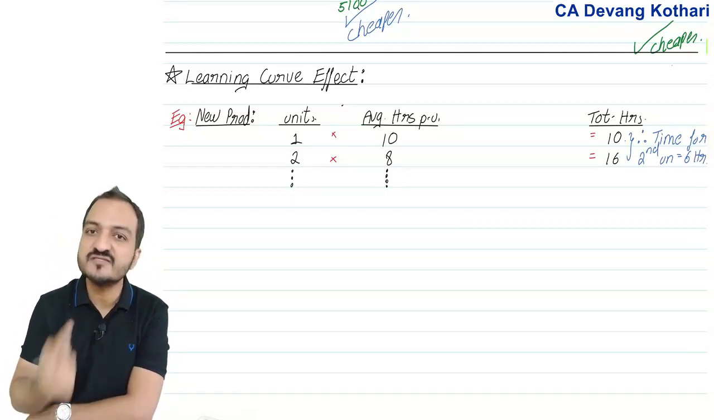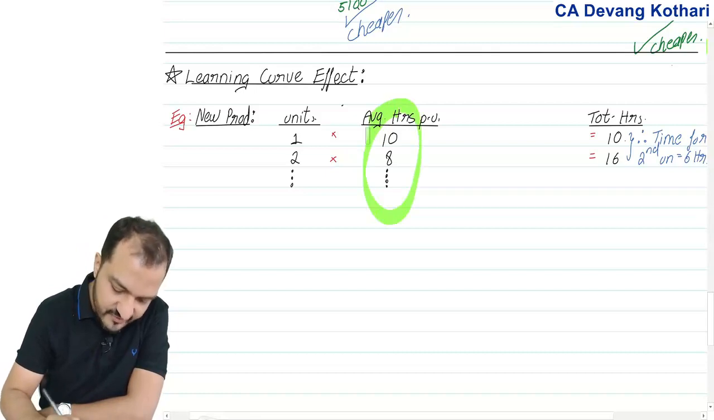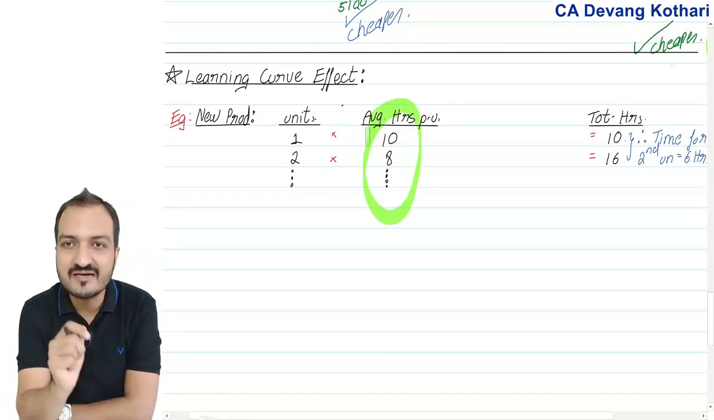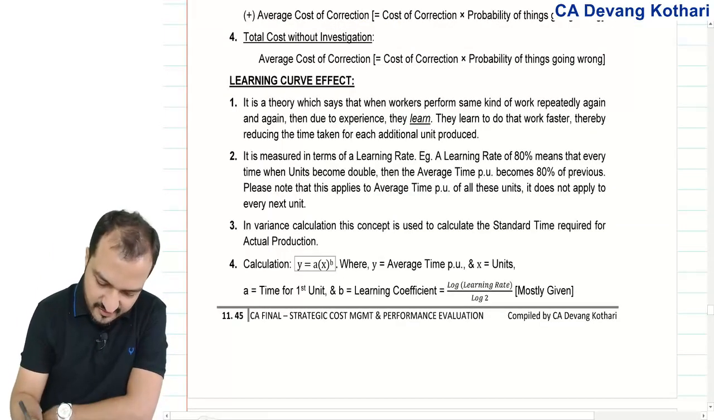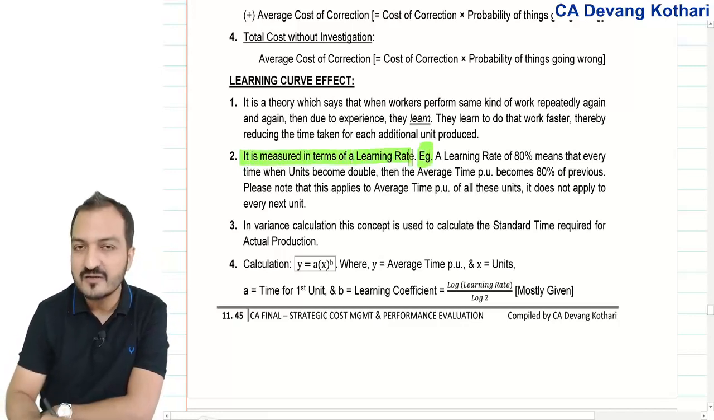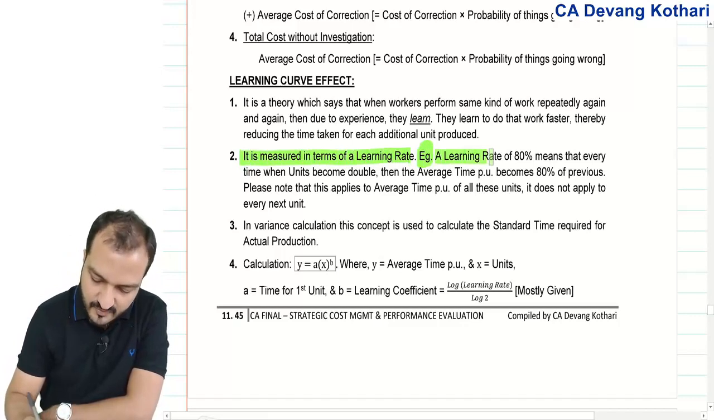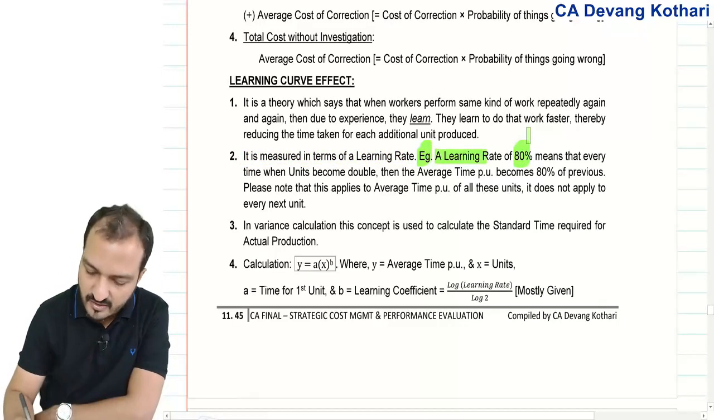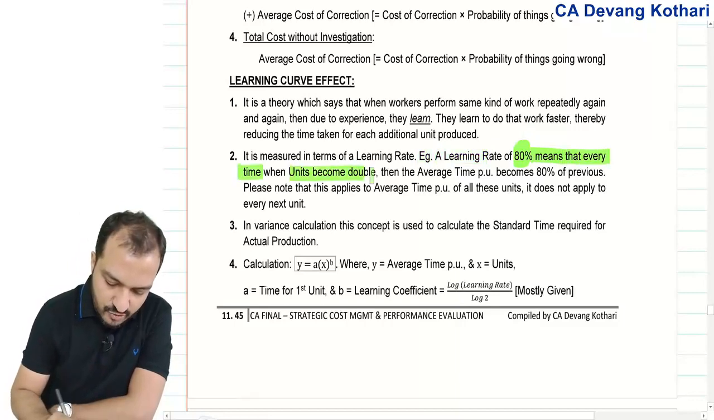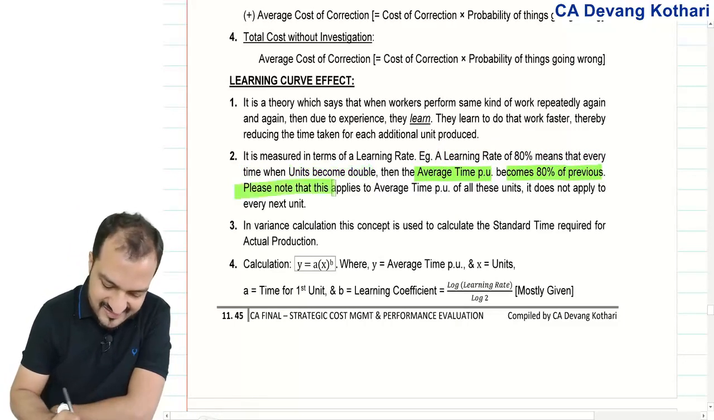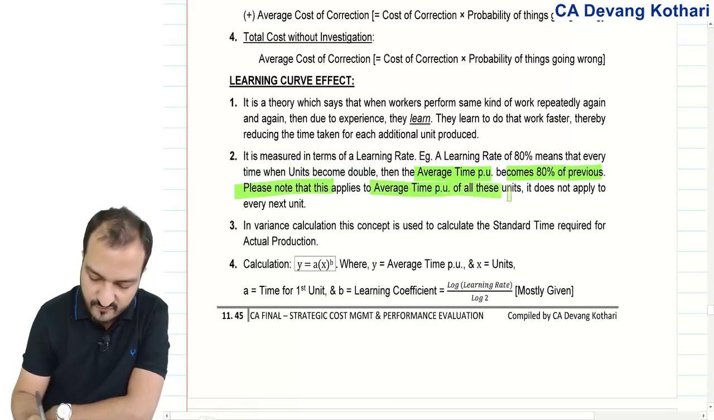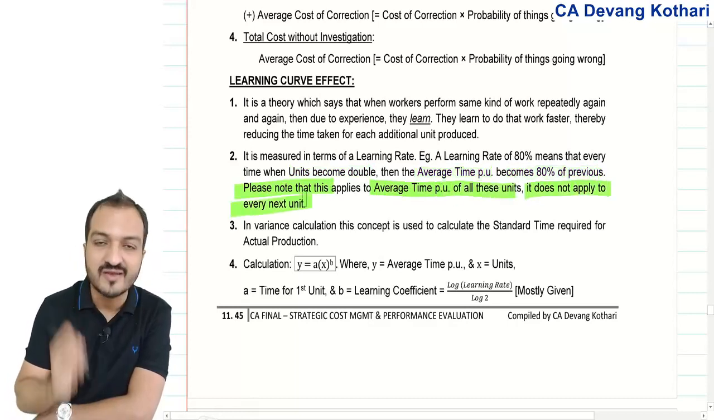To measure this effect of learning, we analyze the average hours per unit, and that is analyzed in terms of a rate called the learning rate. Now it is important to understand what that learning rate indicates. A learning rate of 80%, for example, means that every time the units double, the average time per unit becomes 80% of the previous. Please note that this applies to the average time per unit of all these units. It does not apply to every next unit.